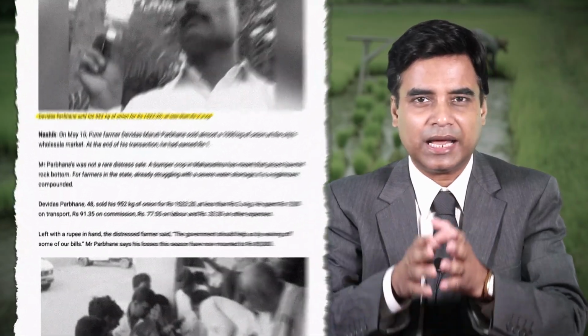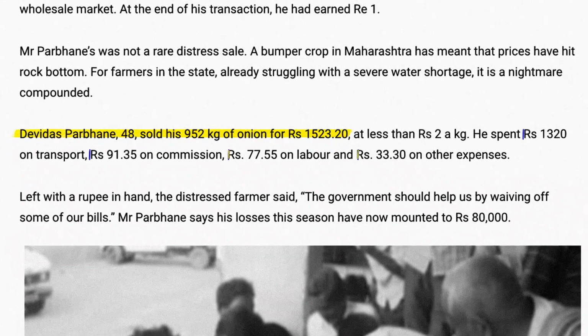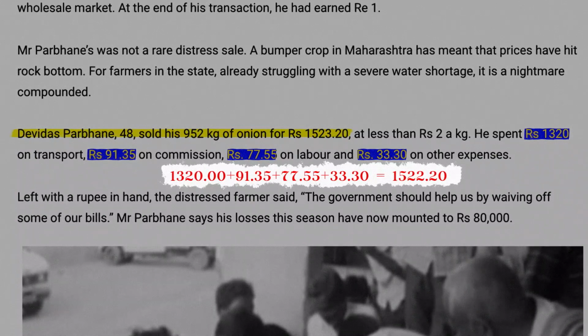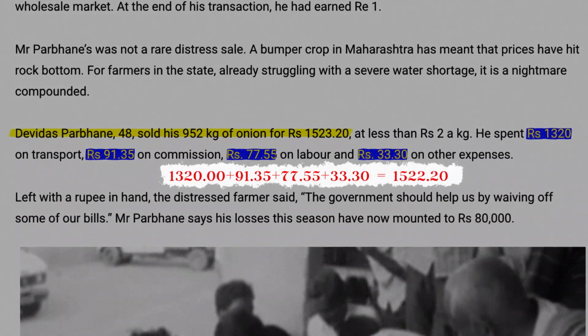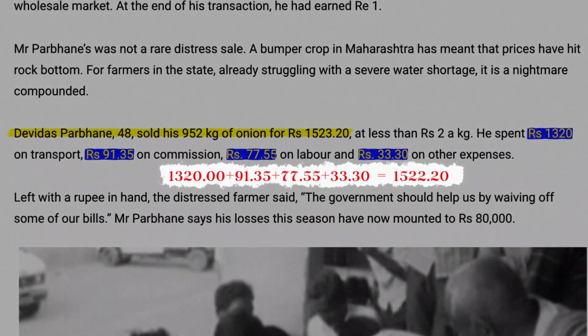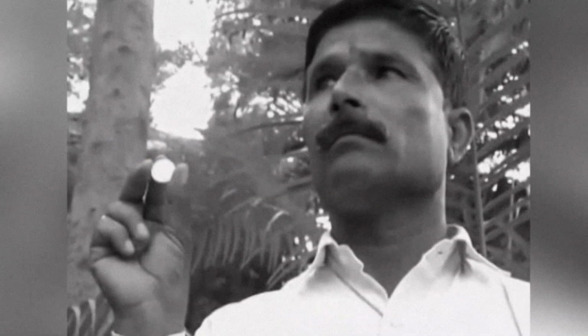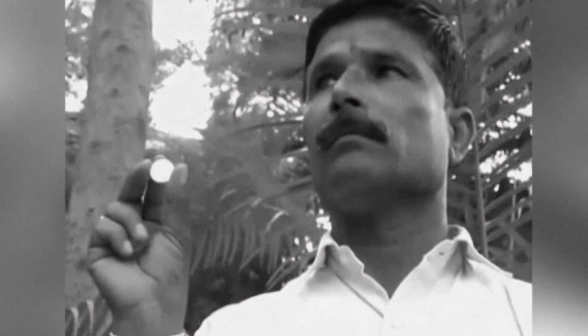A scrutiny of Parvane's trade slip revealed his total revenue from the sale of 1 ton of onions at rupees 1,523 only. The total cuts even on this negligible amount added up to rupees 1,522. That included various commissions such as labor charges, filling in bags charges, loading charges, transport charges, and so on. At the end of the day, Parvane only received 1 rupee. This kind of situation is the main reason why hundreds of farmers commit suicide every year in India.